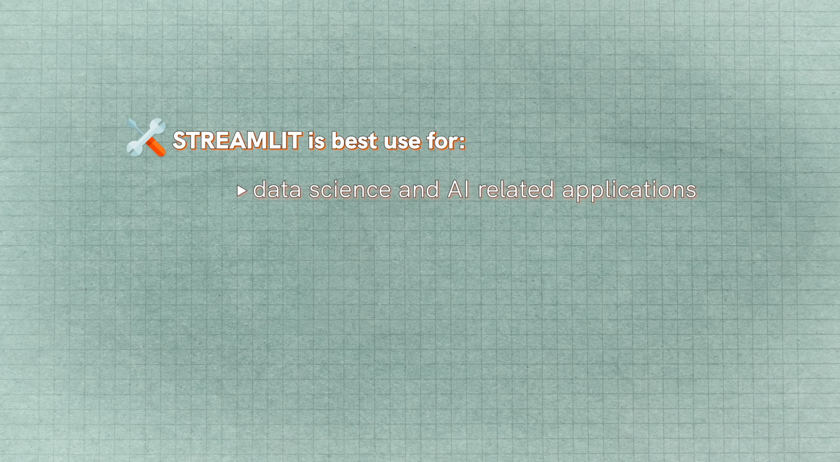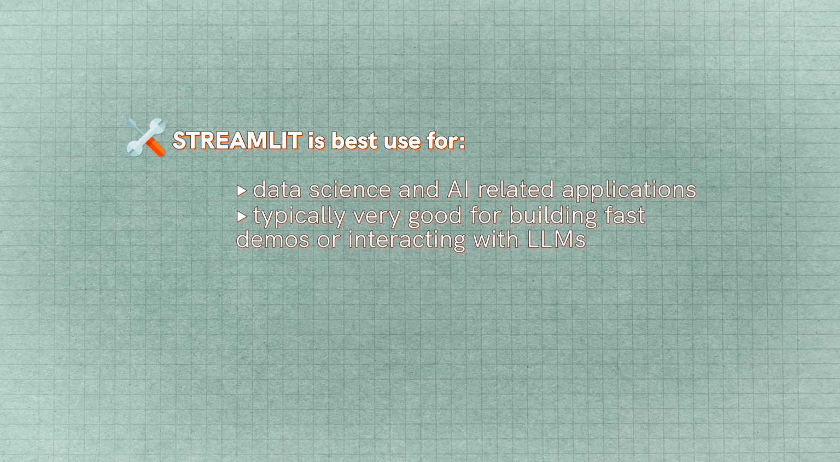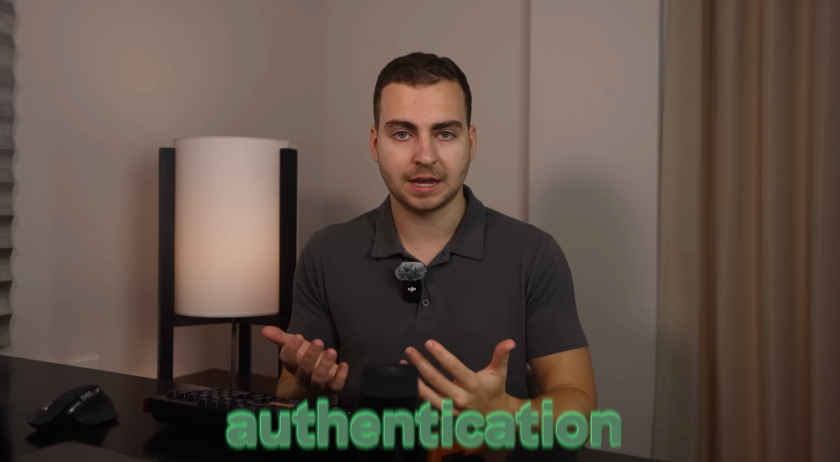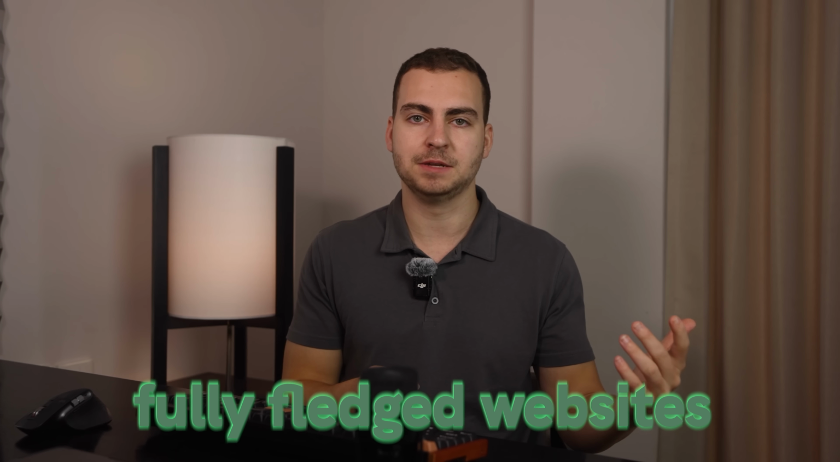Now, that said, Streamlit is best used for data science and AI-related applications. It's typically very good for building fast demos or interacting with LLMs or, for example, showing chart data or images. It's not necessarily the best when it comes to features like authentication, for example, or fully fledged websites that you'd want millions of people to be using.